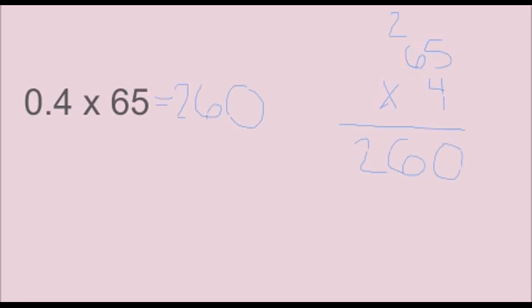We're doing 4/10 times 65. So we notice there's one decimal spot. So we're going to move the decimal one spot. So the answer is actually going to be 26. Let's do another.